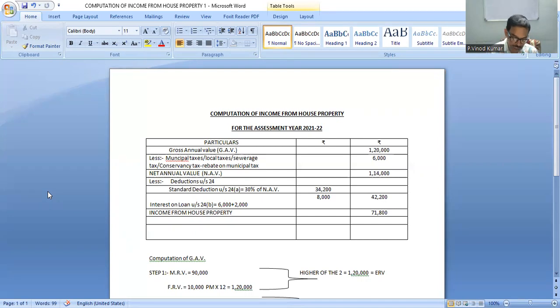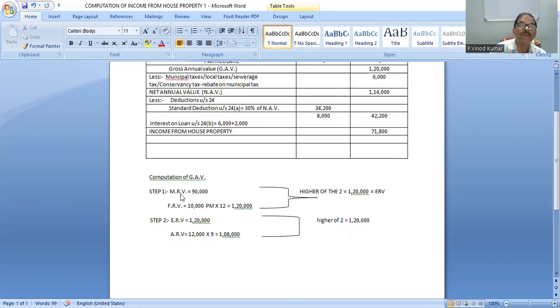Now, first you have to calculate gross annual value. How to calculate gross annual value? Now, in step 1, compare MRV and FRV. MRV is given 90,000 per annum. FRV is given, nothing but the rent of a similar house. That is, how much is the rent of a similar house? 10,000 per month. 10,000 into 12, you will get 1,20,000. 90,000, 1,20,000. Higher of these two is 1,20,000.